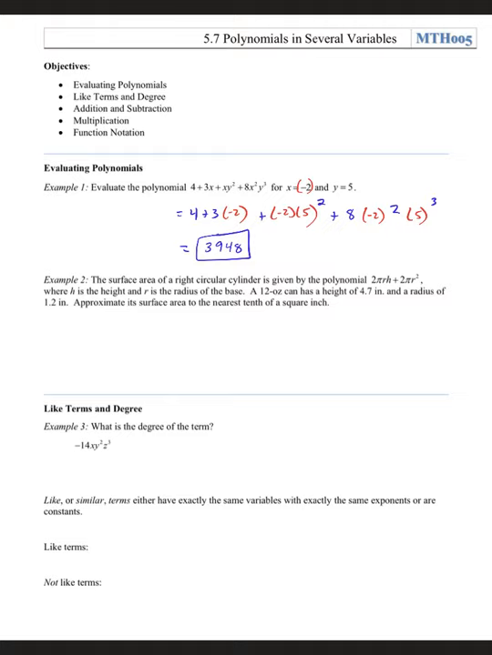So what we're doing here is we're taking this formula, our 2 pi rh plus 2 pi r squared, and we are substituting values in for our r and for our h. It tells us that the height is 4.7 inches and the radius is 1.2 inches. So we just need to take those values and substitute them in. So we have 2 times pi times our r, which is 1.2 inches, times our height, which is 4.7 inches, and we're adding that to 2 pi times r squared, which would be 1.2 inches squared.